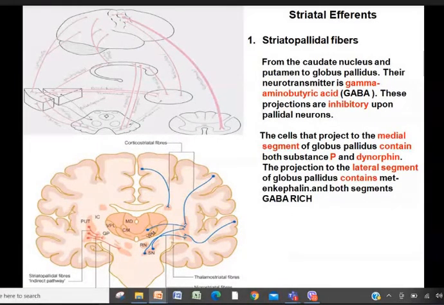Most probably you understand, just remember, sometimes they ask in MCQ what are the contents of the medial segment and what are the contents of the lateral segment. Then you have to say, in the medial segment of the globus pallidus it contains substance P and dynorphin, whereas the lateral segment contains met-enkephalin. Okay, and both segments are rich in GABA.